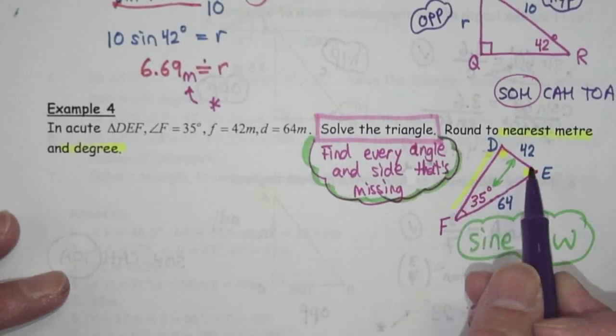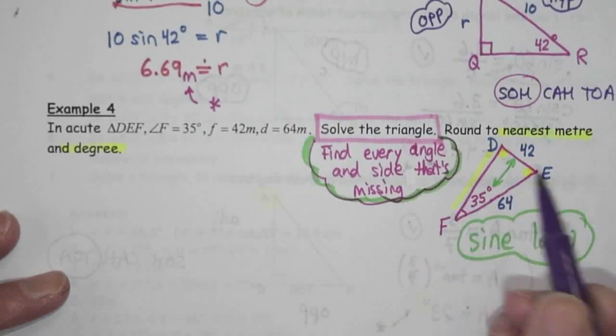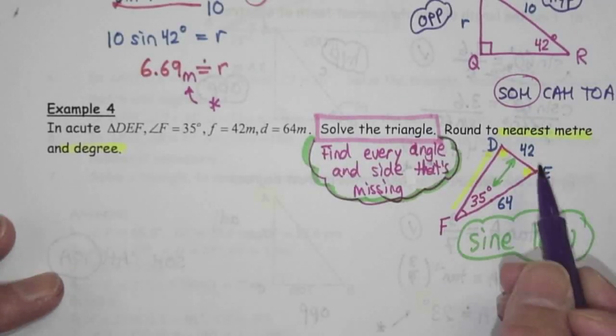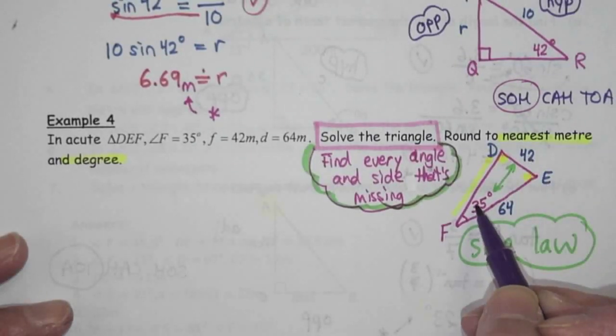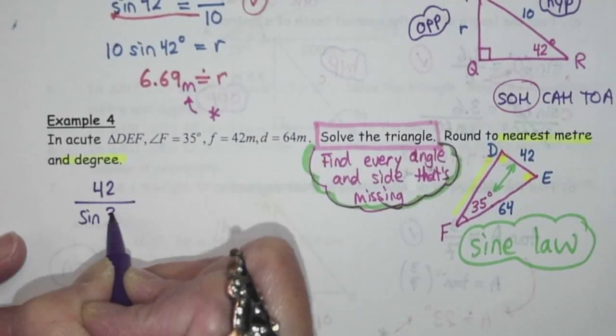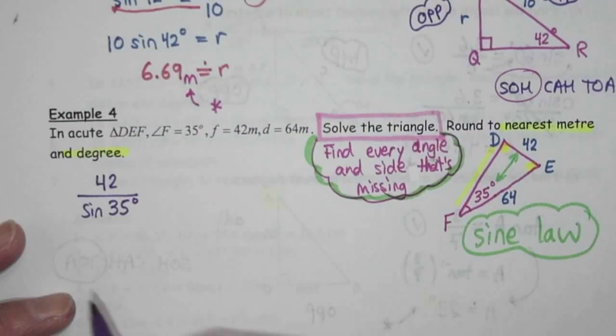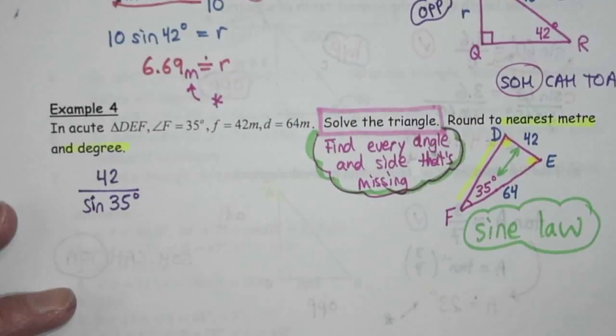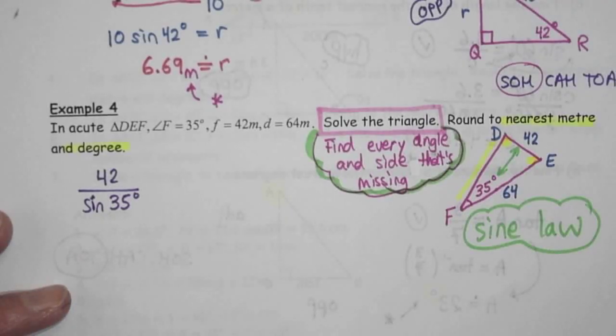So then I know that this is my ratio. Which one do I want to find first? It doesn't matter, whichever one fills in the ratio. I know it's a 42 to 35, so it's 42 to sine of 35. That's my ratio. That is the glorious sine law ratio. Yes?